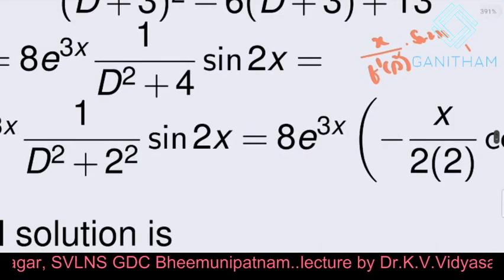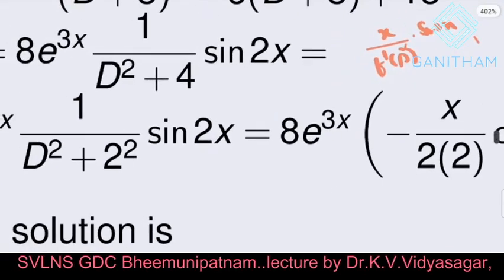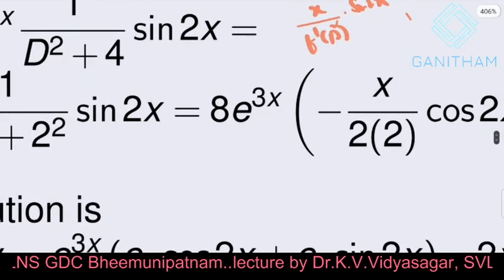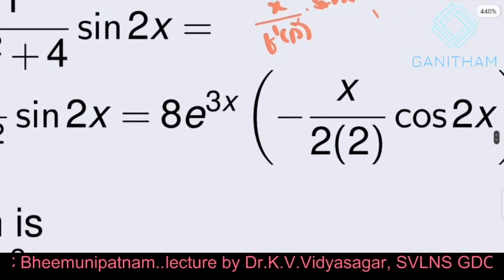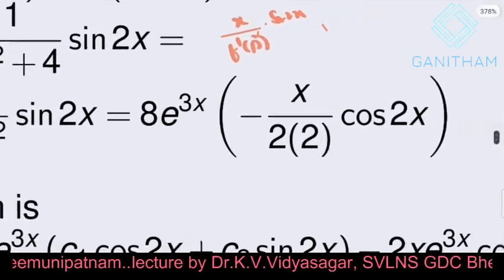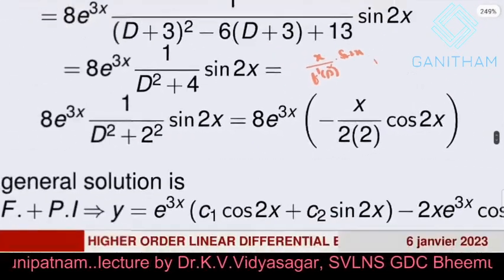So 8 e to the power 3x into x by f dash of d, which is 2d, into sin 2x. 2d sin 2x means the integral of sin 2x is cos 2x by 2. So minus cos 2x by 2, so minus x by 2 into cos 2x.